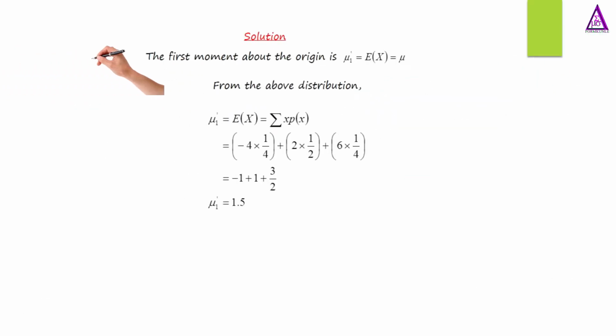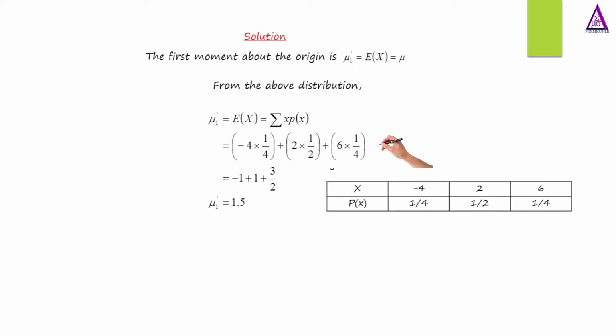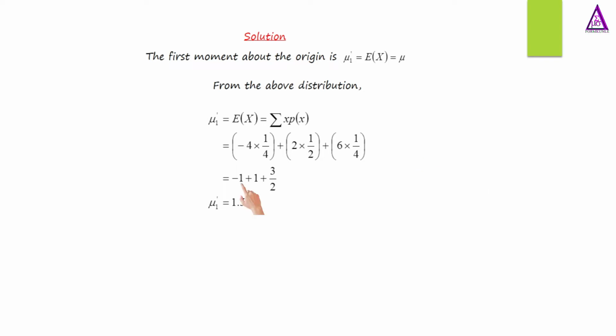Solution. The first moment about the origin from the above distribution is equal to the expected value of x, which is equal to the summation of x p(x), which is equal to -4 times 1/4 plus 2 times 1/2 plus 6 times 1/4. That gives us -1 plus 1 plus 3/2. Therefore, the first moment about the origin is 1.5.